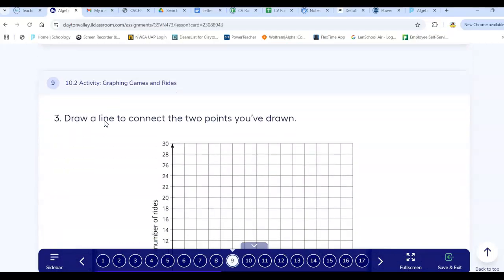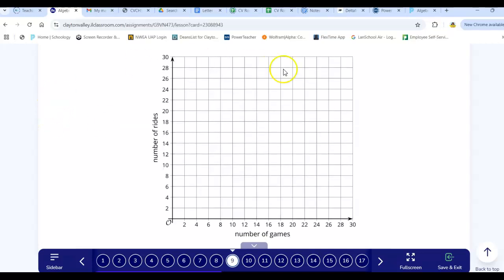So now they want us to plot those points on a grid. On the number of rides, if I don't play any games, see, games are 0. If I don't play any games, I can go on 15. So I would put a mark right there. Okay?